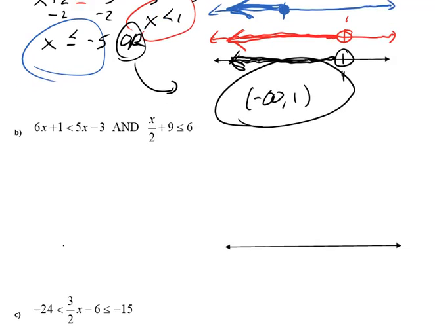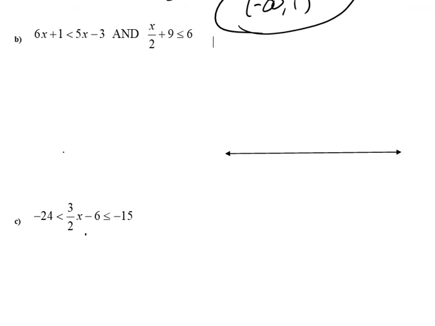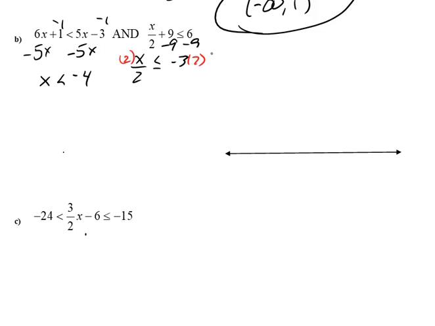All right, the next inequality, again, we just want to solve. So we want to solve each inequality, so I'll subtract 5x, move my x terms on the left, everything else on the right, so we'll get x is less than -4. For the inequality on the right, we'll subtract 9, and we get x over 2 is less than or equal to -3. And then multiplying by 2 to cancel, we're going to get x is less than or equal to -6. So now we want to compare these two.